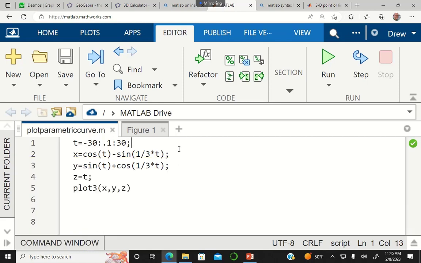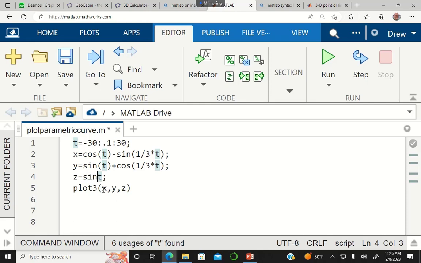Okay. Back to this. Let's see what this looks like.